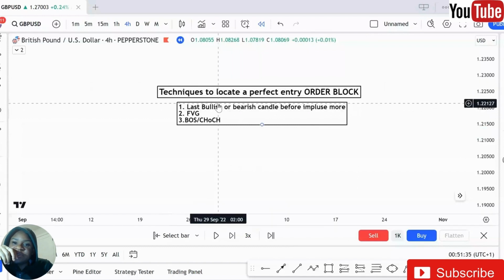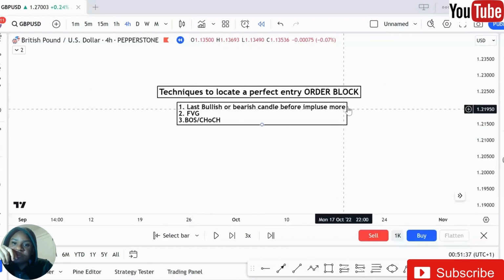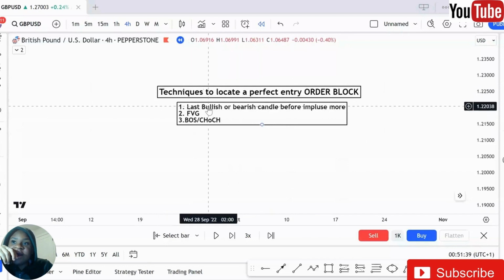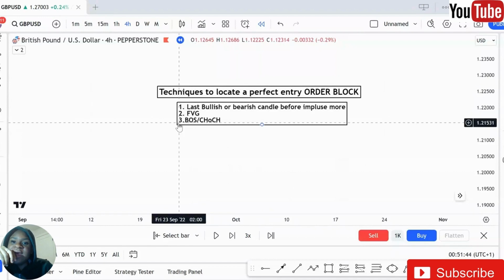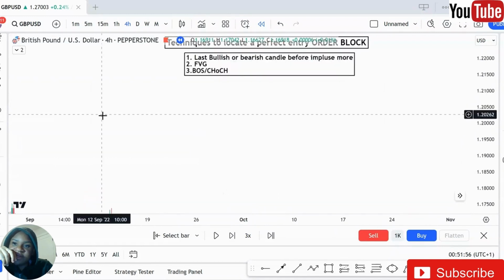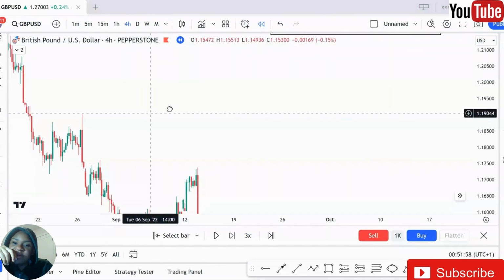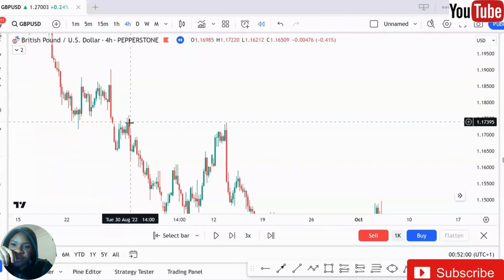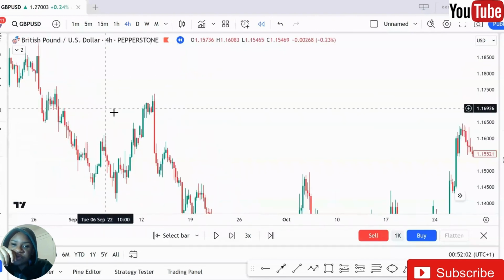Firstly, the large bullish or bearish candle before the impulse move, a fair value gap, which is a must to make that order block a strong order block, a BOS, that's a break of structure, CHOCH, a change of character, or some people do write on their chart MSS. Now, how do you know a valid order block? A valid order block comes with a structural break. The first thing we see is a structural break.